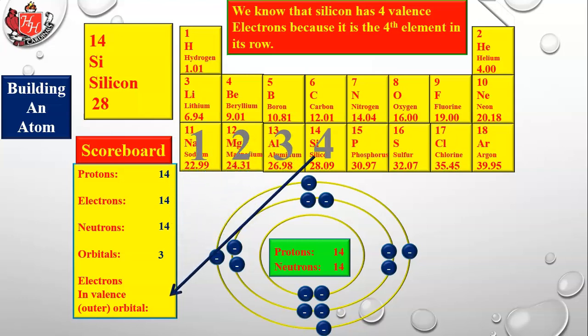And so now we can fill in the scoreboard down there at the bottom, and there it comes. And now we've completed everything. We filled in our scoreboard and we've diagrammed our atom. And so that takes care of silicon. So that's how you diagram it.